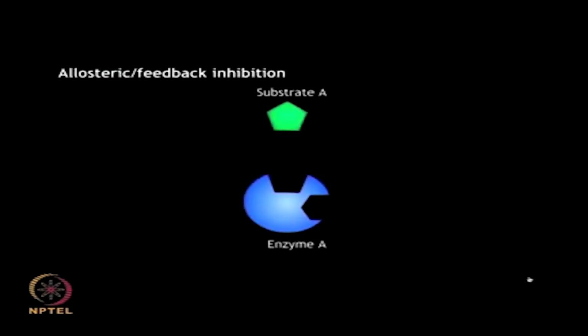Allosteric enzymes. These enzymes possess distinct regulatory and catalytic sites, and these are often found as the first enzyme of a reaction pathway.